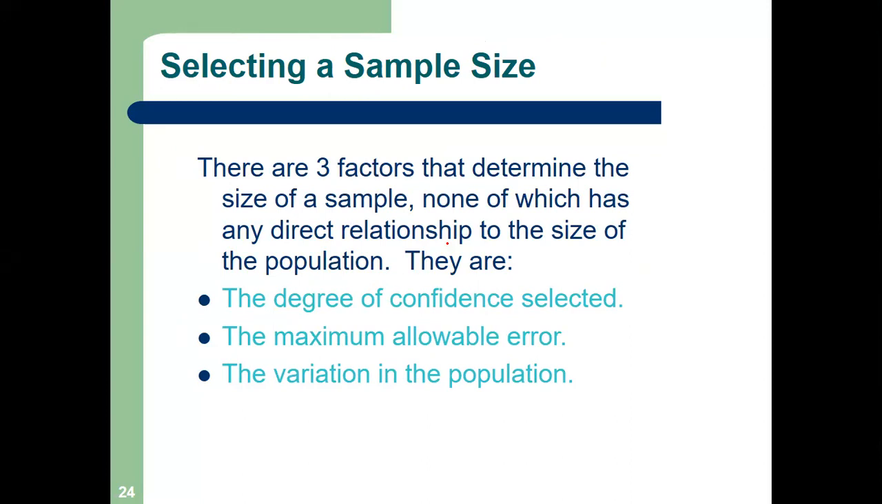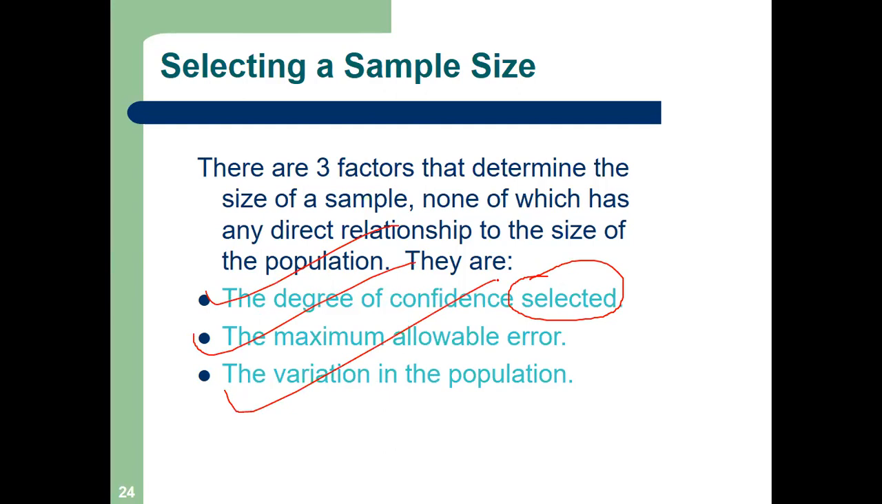Again, there are 3 factors that determine the sample size. Number 1, the degree of confidence selected. That means you are a free bird to select the confidence: 95%, 90%, 99%. Number 2, the maximum allowable error. And number 3, the variance in the population.